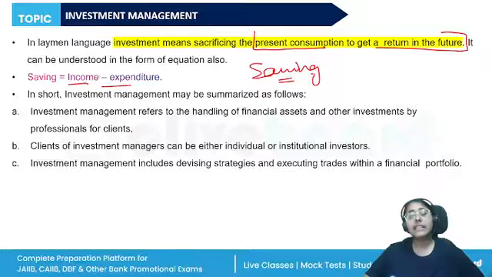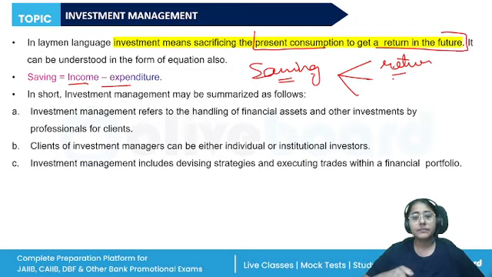So rather than keeping that money in a safe wallet, we can invest in various securities, real estate, gold, other entities, and earn a return in the future. This return can be an interest, dividend, if we are investing in a retirement plan, pensioners plan, or it can also generate tax benefits. So that is investment.